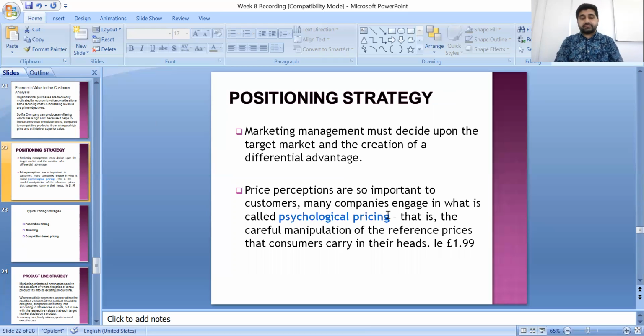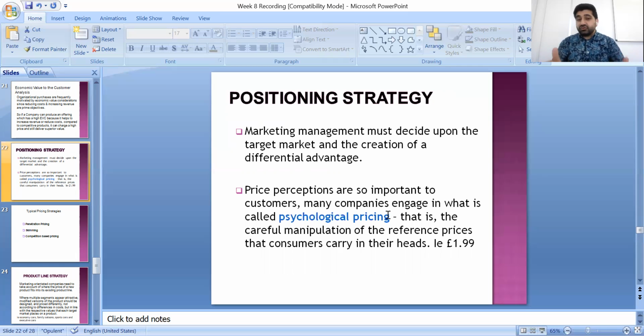Positioning strategy. Positioning strategy is all about the marketing management decision upon the target market and creation of a differential advantage. What type of features you are going to offer in your product. This is called positioning strategy.